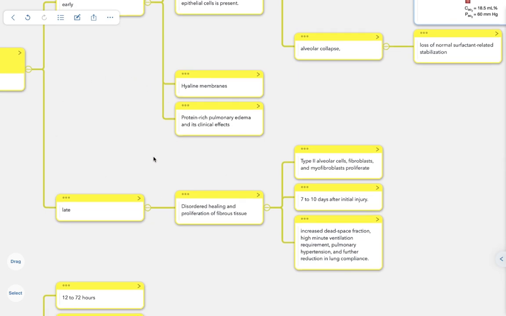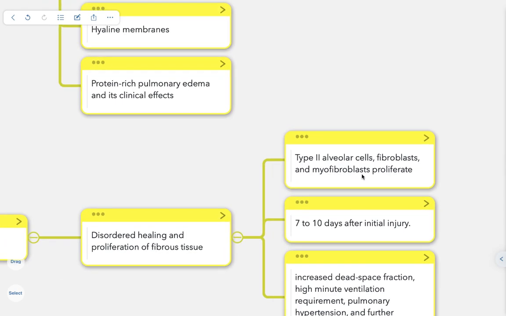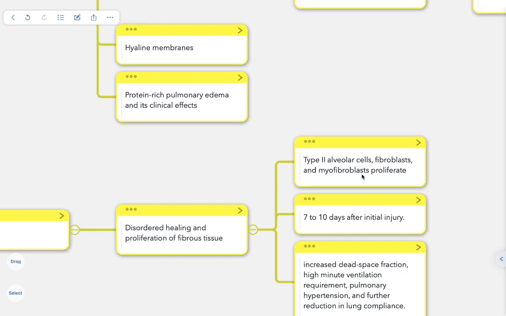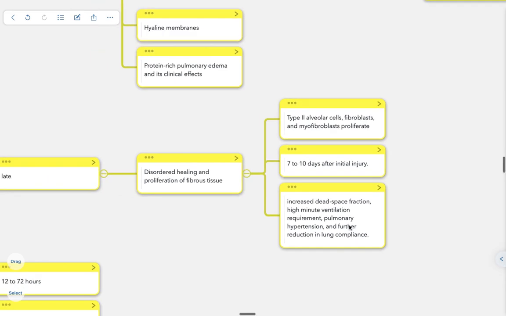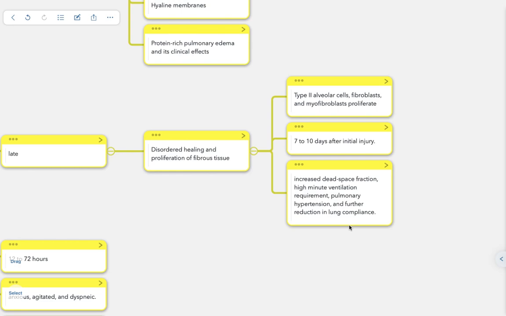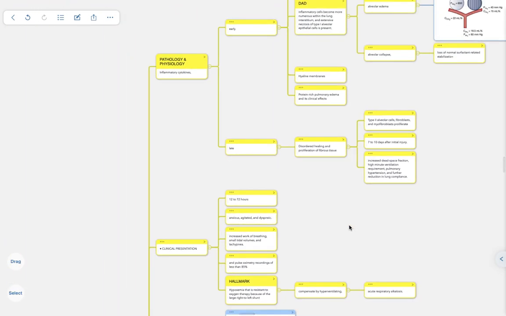In the late phase, or proliferative phase, there is disordered healing and proliferation of fibrous tissue. That is why we call it the proliferative phase. What proliferates? Type 2 alveolar cells, fibroblasts, and myofibroblasts proliferate. This happens approximately 7 to 10 days after the initial injury, and as a result there is increased dead space fraction, high minute ventilation requirement, pulmonary hypertension, and further reduction in lung compliance because of the accumulation of fibrous tissue.